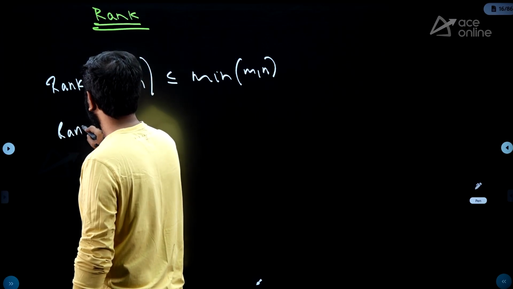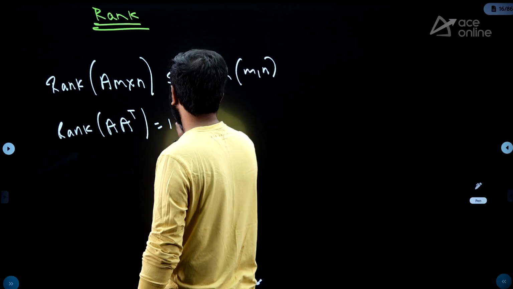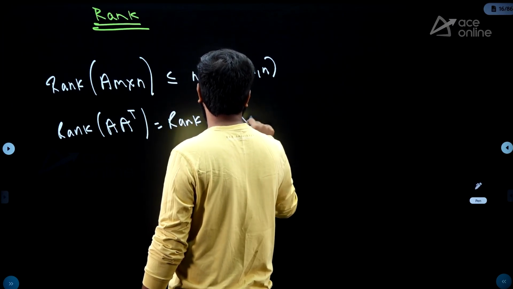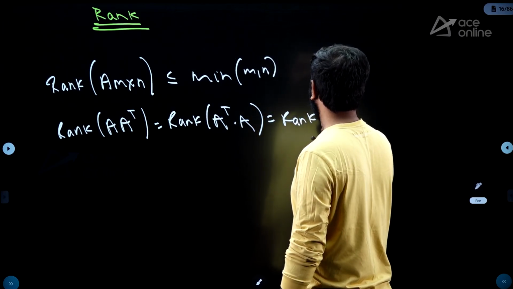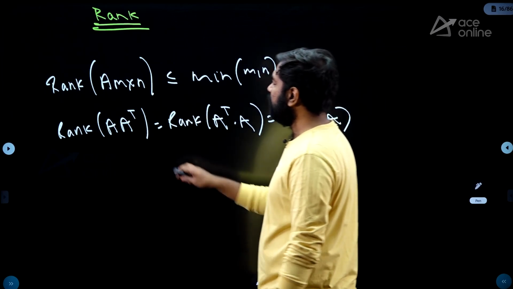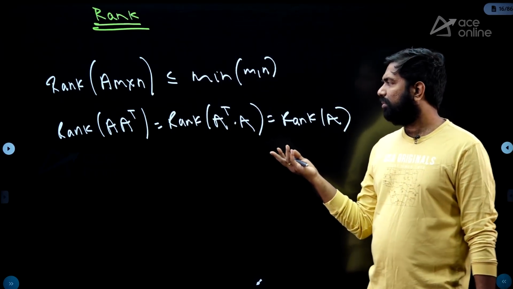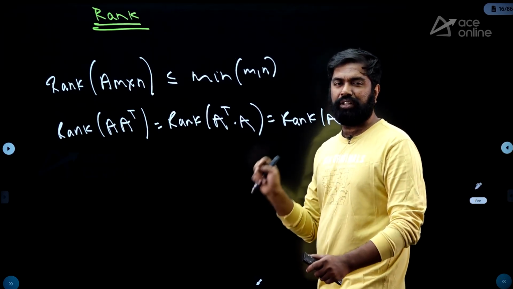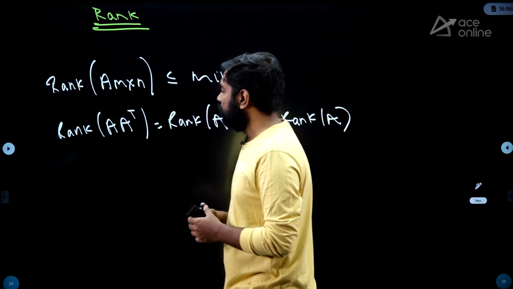The rank of A into A transpose is same as rank of A transpose into A, same as rank of A. So suppose you are able to multiply A and A transpose and A transpose and A, whatever is the rank of A, the same thing is the rank for A into A transpose. Was this asked? Yes, this was asked in your examination. So try to recollect this.